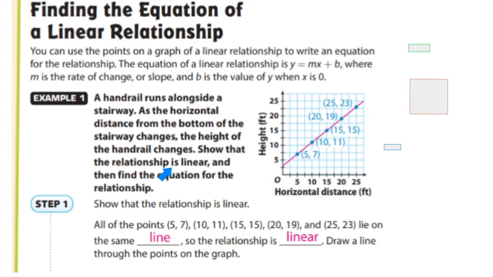Show that the relationship is linear and then find the equation for the relationship. To show that it's linear, in your book you have just these points, these ordered pairs. You have to observe that these points fall in a line. You can observe they lie upon the same line. The relationship is linear, and then go ahead with your straight edge and draw a line through those points.